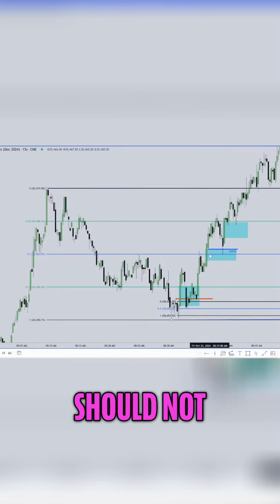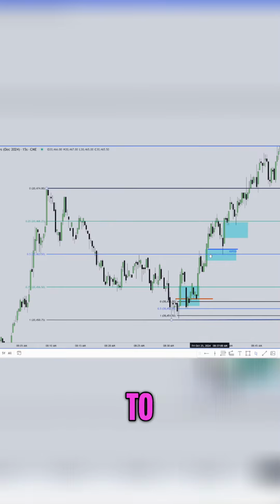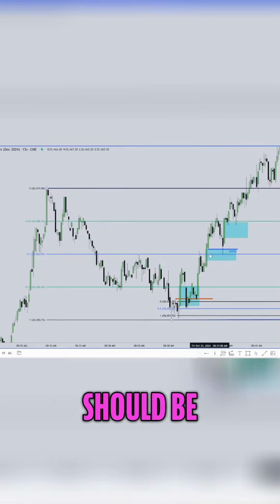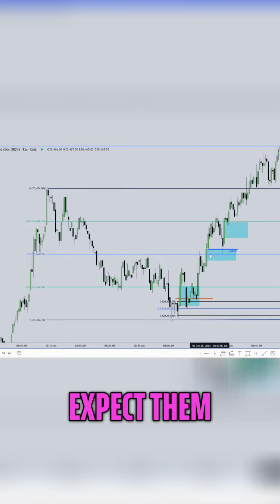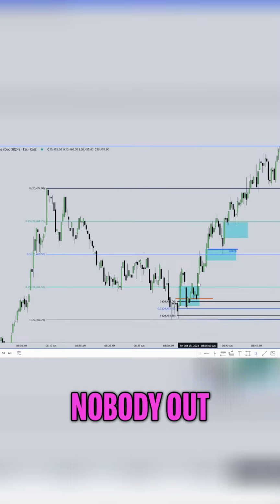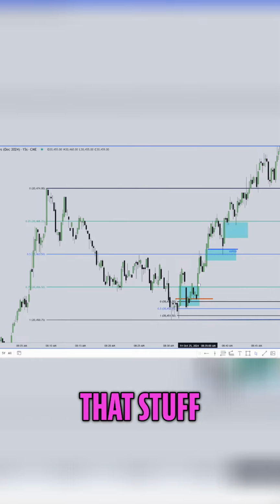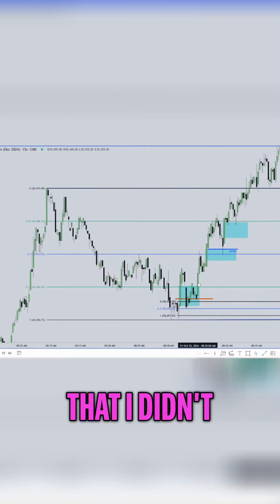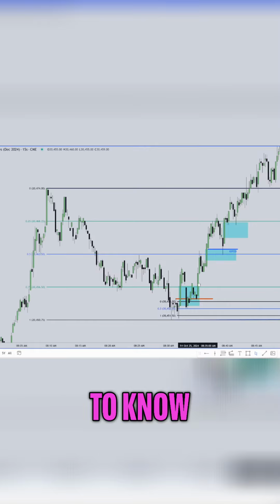Any opening range gap should not be expected to be traded to, even though there's a 70% likelihood that half the gap should be repriced to in the first 30 minutes. Throw that to the sidelines and expect them to just really make a mad dash to get to the liquidity that we've outlined. Folks, there's nobody else that's taught that stuff. And that's the stuff that I didn't know that I needed to know.